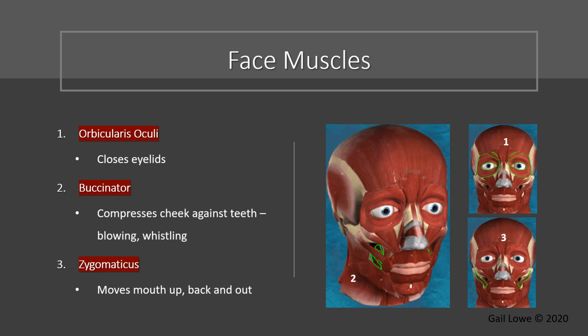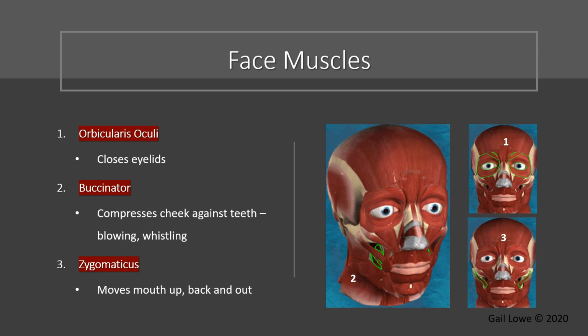And if you whistle, that is also using those muscles as well. So the buccinator compresses the cheek against the teeth so that we don't end up being too jowly. So it's good for blowing and whistling and keeping us looking nice, keeping the cheeks against the teeth.